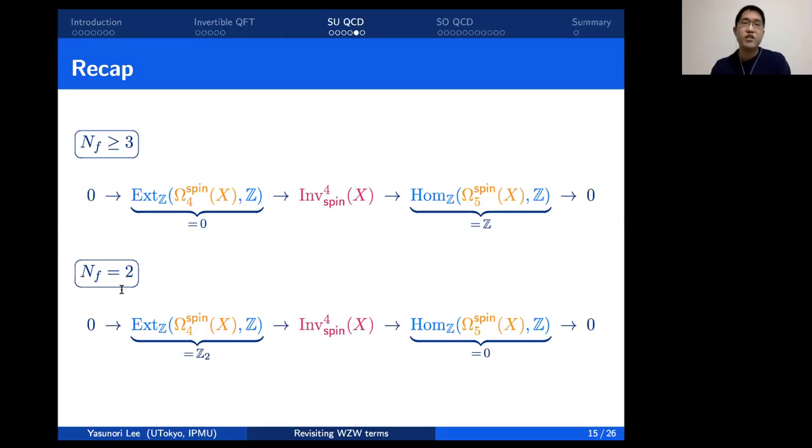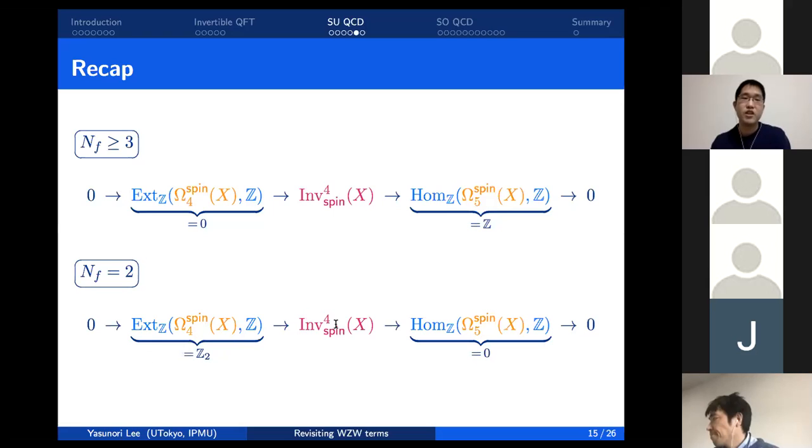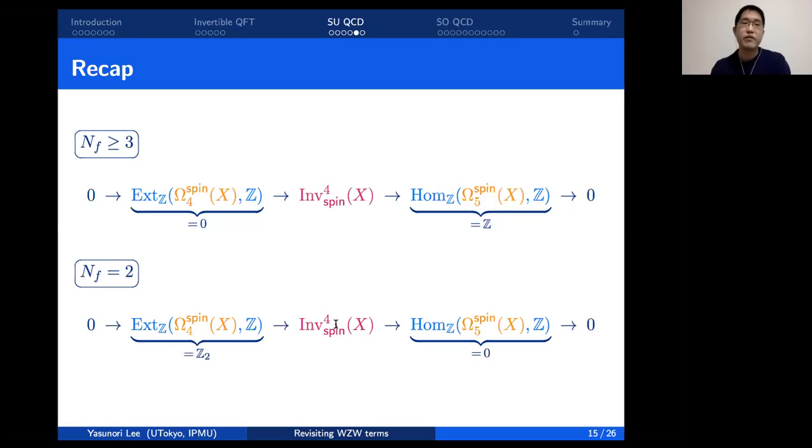On the other hand, when NF equals 2, the ordinary Wess-Zumino-Witten term did not exist. I haven't mentioned it in the slide, but the free part of the 5-dimensional spin Bordism group turns out to be trivial. And this reflects the absence of the ordinary Wess-Zumino-Witten term. Instead, as we saw, the torsion part of the 4-dimensional spin Bordism group becomes Z2, which corresponds to the existence of the discrete Wess-Zumino-Witten term. And as a whole, the ordinary and discrete Wess-Zumino-Witten terms can be viewed uniformly as a spin invertible phase.